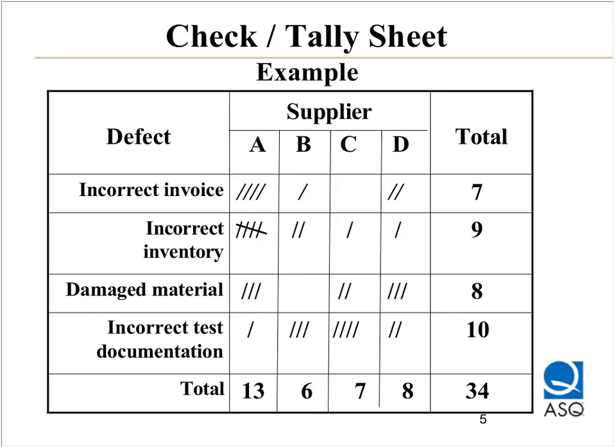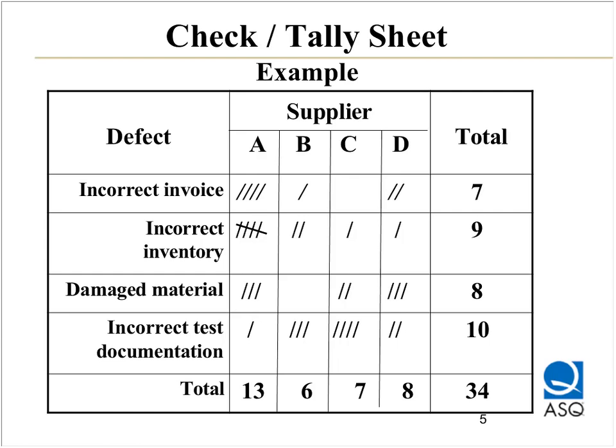So when an individual is looking at the work provided by supplier A and he or she finds an incorrect invoice, they're going to put in a slash mark in the cell in the A column and the incorrect invoice row. And if they find that supplier A also has an incorrect inventory problem, a hash mark will be put in there, or for damaged material, or for incorrect test documentation. And we do the same thing not only for all the defects, but for all the suppliers as well.